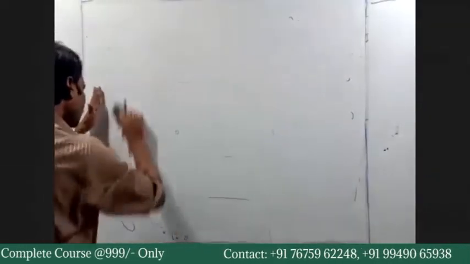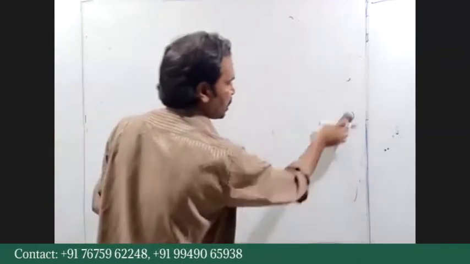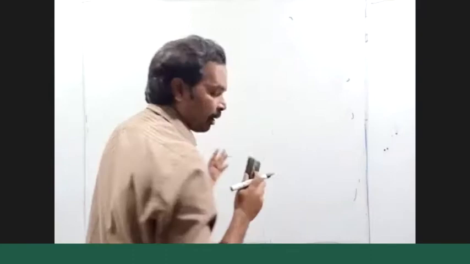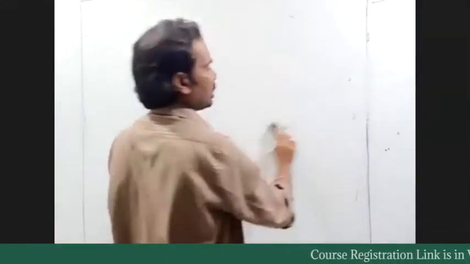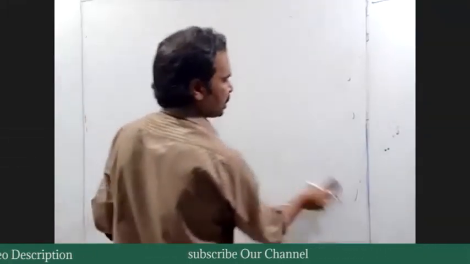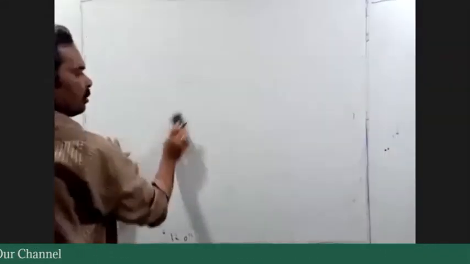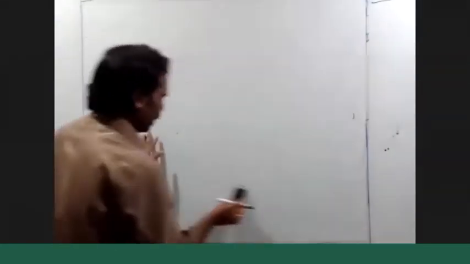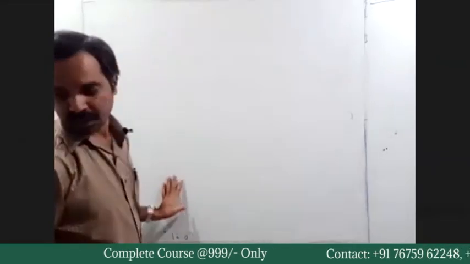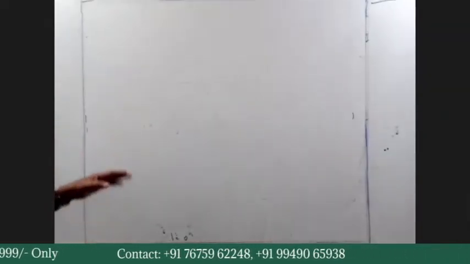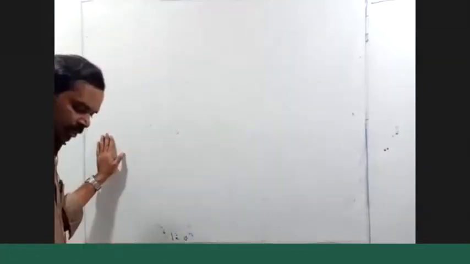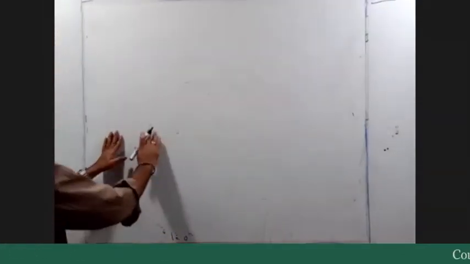And the third difference is when the magnitude of average velocity is equal to the magnitude of average speed: when it is moving in a straight line, for a rectilinear motion or a straight line motion, the average velocity magnitude and average speed are equal.